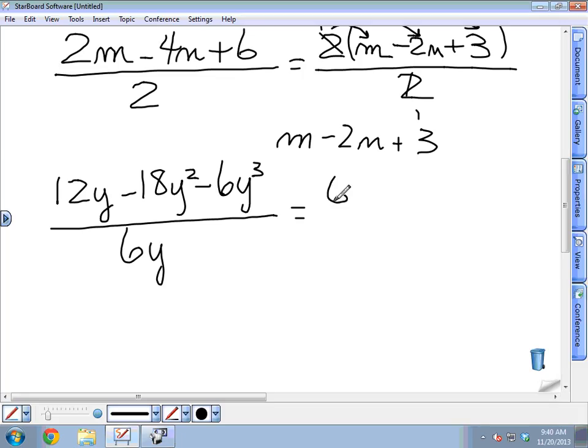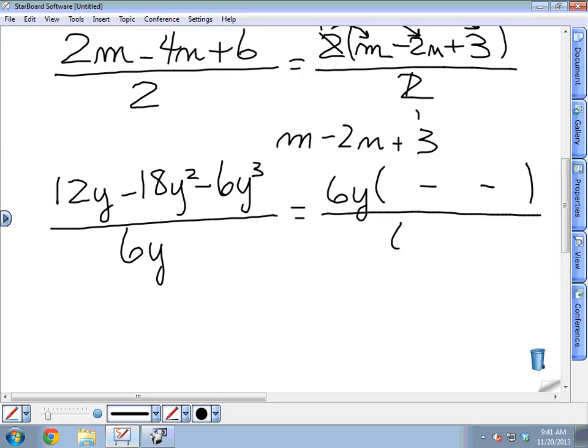Now let's take a look at our variables. Do they all have a variable in common? Yes. What is it? Y. Now, when you look at your variables, you have to take the lowest exponent. You cannot take the highest out. You always take the lowest. So what do I have to bring out? Y to the what? Y to the 1, or just Y. Now I can draw the parentheses, put my signs in, okay?